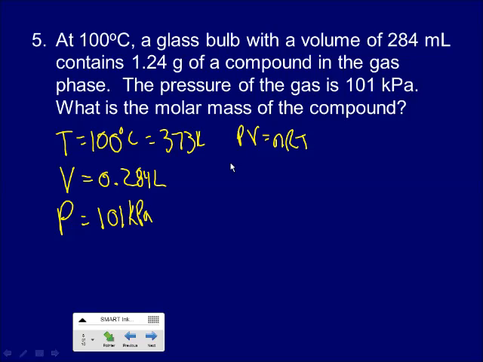PV = nRT. 101, 0.284, n, 8.314, and what is that, 373?